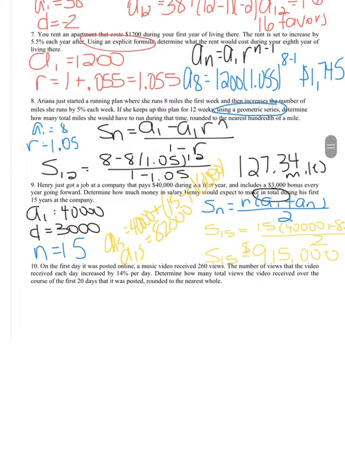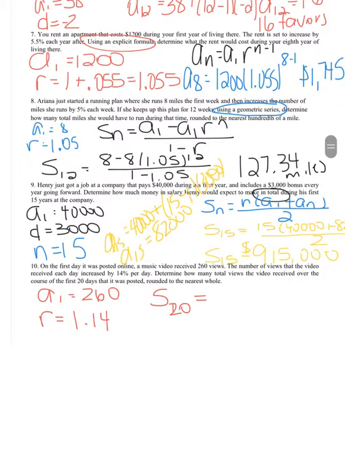And then number 10, on the first day it was posted online, a music video received 260 views. So a sub 1 is 260 views. The number of views that the video received each day was increased by 14%. So 14%, so R is 1.14 because it's increasing by 14%. How many total views the video received over the course of the first 20 days that it was posted. So again, this wants the total. It doesn't just want how many views were there on the 20th day. It wants the total number of views for the first 20 days. So this wants to know S sub 20.